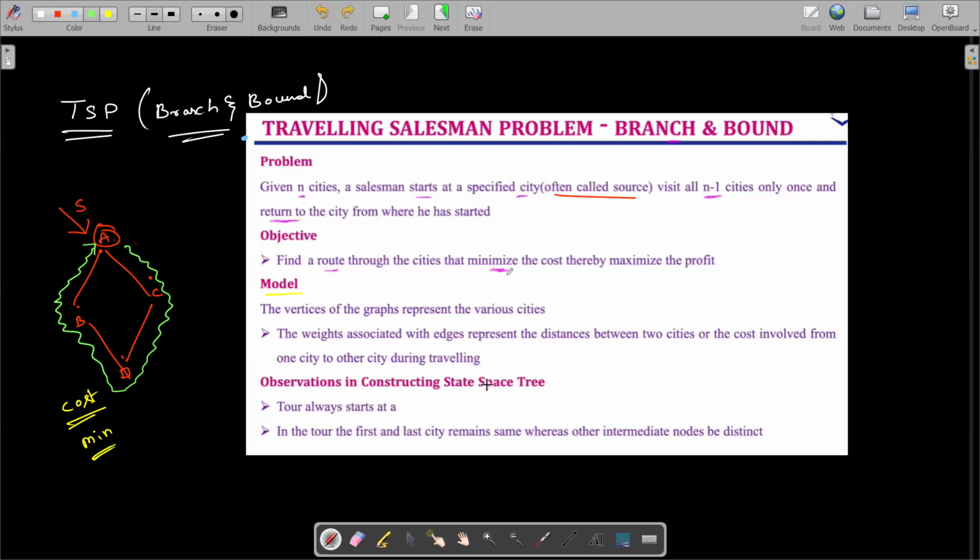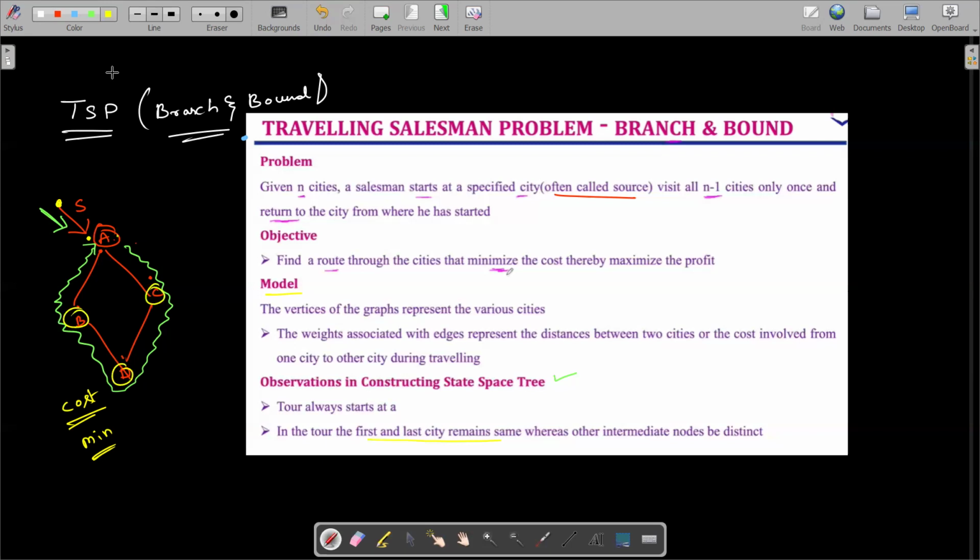The observation in constructing the state space tree: already you know what a state space tree is, so we have to construct a state space tree like that. The tour always starts from A. Let's say A. In the tour, the first and last city remain the same. You start from here and come back here. The other intermediate nodes must be distinct, nothing but different. This is different, this is different, this is different.